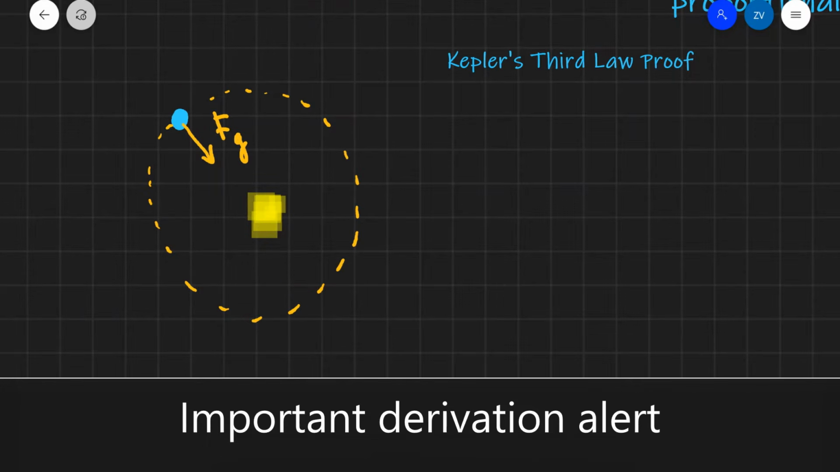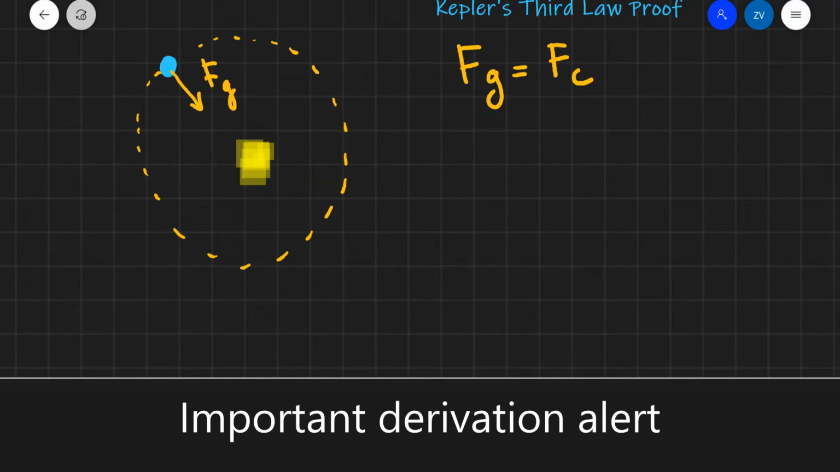The way we start this derivation is by essentially remembering that the gravitational force is acting towards the center of rotation of the planet. This means that we can set the gravitational force Fg equal to the centripetal force, which in this case I've just called F subscript c. The magnitude of the gravitational force is equal to GMm divided by r squared, and if you remember from circular motion, our centripetal force is equal to mv squared divided by r.